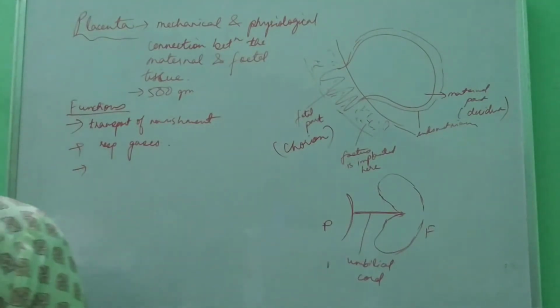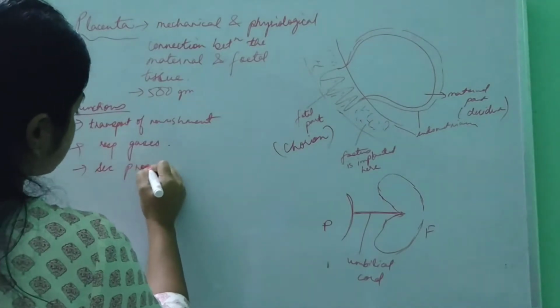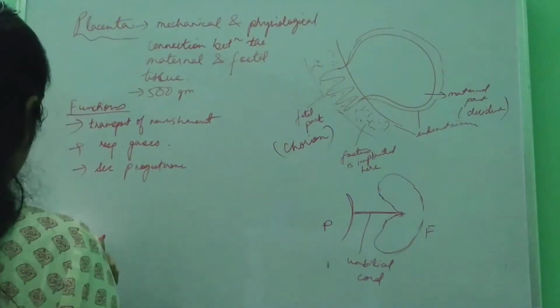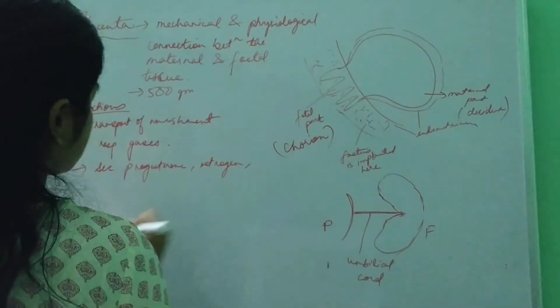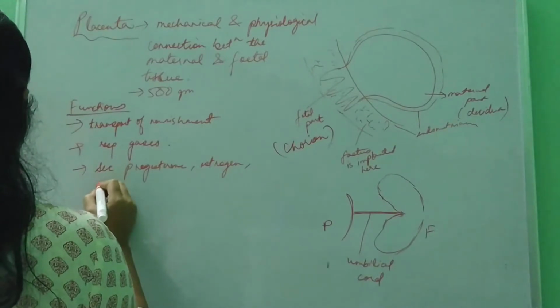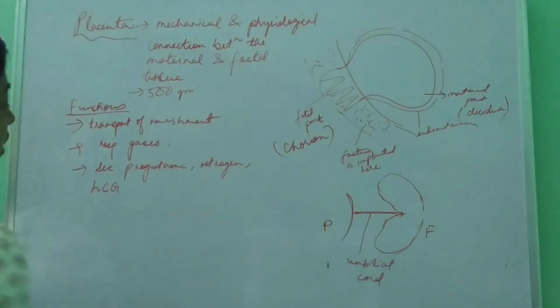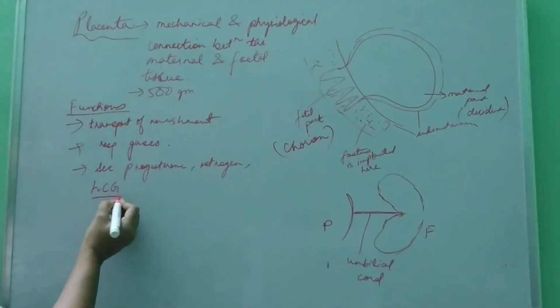Next, the placenta will secrete certain hormones like progesterone. These are needed to maintain pregnancy. So these are secreted by placenta: progesterone, estrogen, human chorionic gonadotropin, HCG. This is an important hormone.